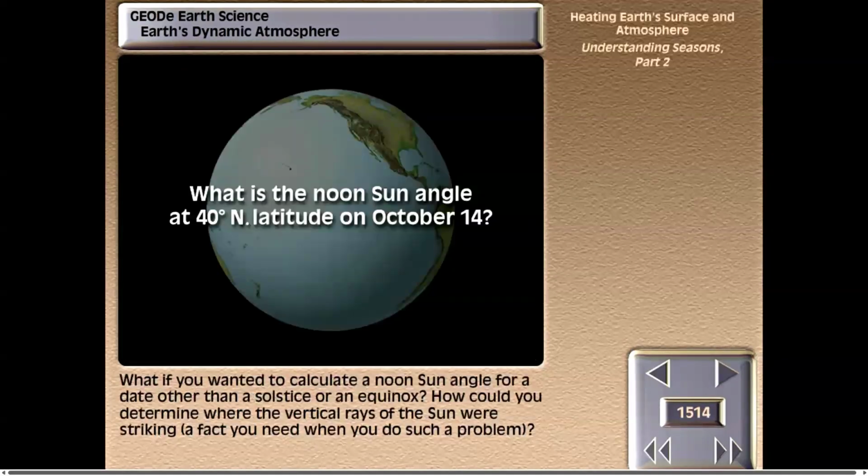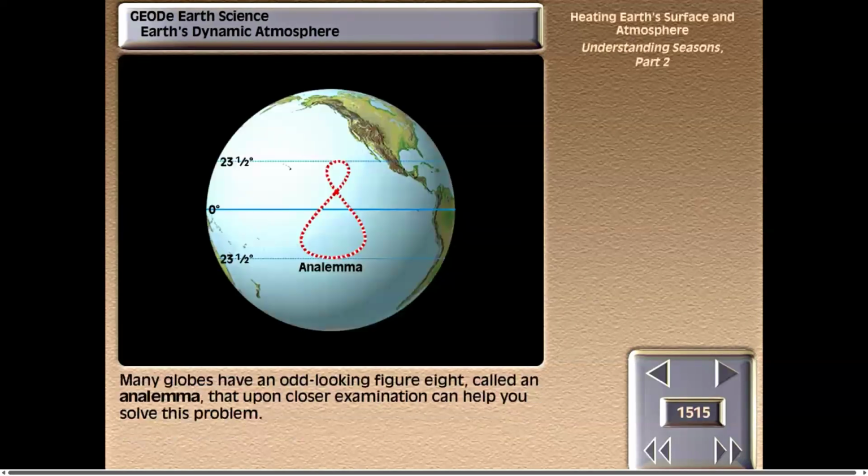What if you wanted to calculate a noon-sun angle for a date other than a solstice or an equinox? How could you determine where the vertical rays of the sun were striking? Many globes have an odd-looking figure 8, called an analemma, that upon closer examination can help you solve this problem.